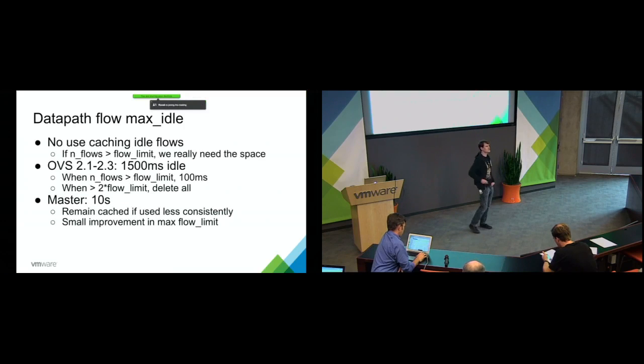So here's a slide I prepared earlier. We have this concept of a max idle time for a flow. I didn't mention it before, but if a flow is not being used, then we won't delete it for about 10 seconds currently on master. Now, if the number of flows is exceeding our limit that we have in user space right now, then we're going to cut that down and we're going to start to prune flow entries that haven't seen traffic in the last 100 milliseconds.